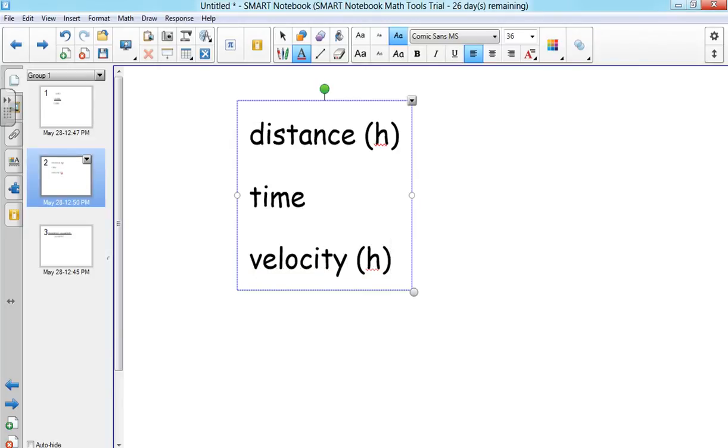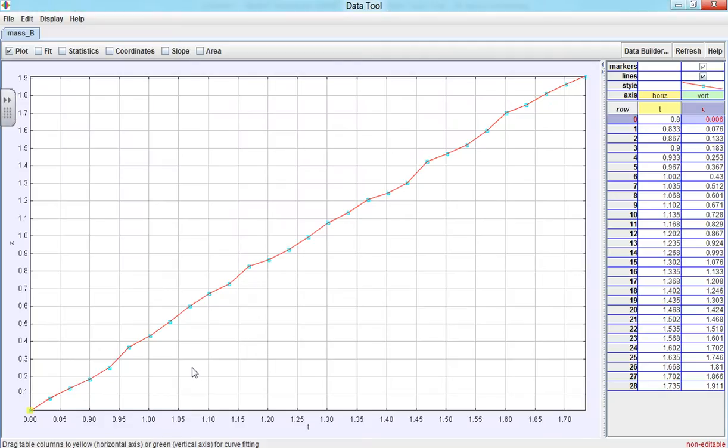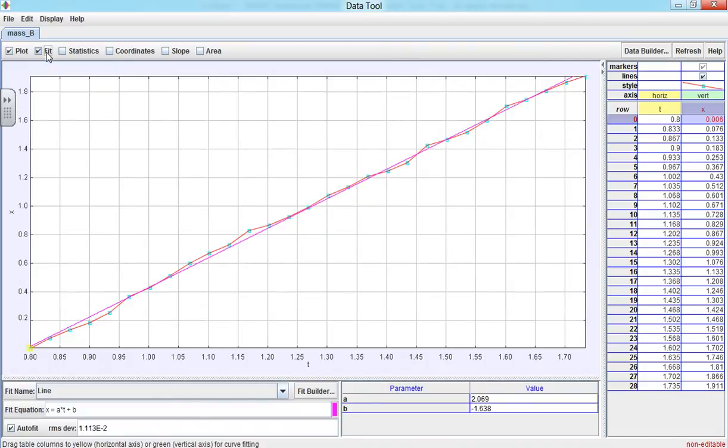Let's take a look back at our data right here. And we know that since we have a distance in the x versus time graph, we know that the slope should be the velocity. So now what we're going to do is a line of best fit.